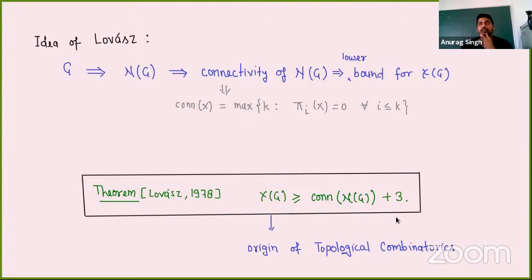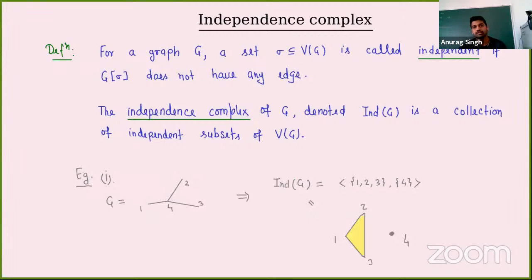And after this, there were many simplicial complexes associated with graphs, and people have tried to find the combinatorial properties of graphs with the associated simplicial complex. There are many simplicial complexes which people have associated with graphs. One of them is the independence complex, and this is the main object of this talk. I'll just stick to the independence complex now.